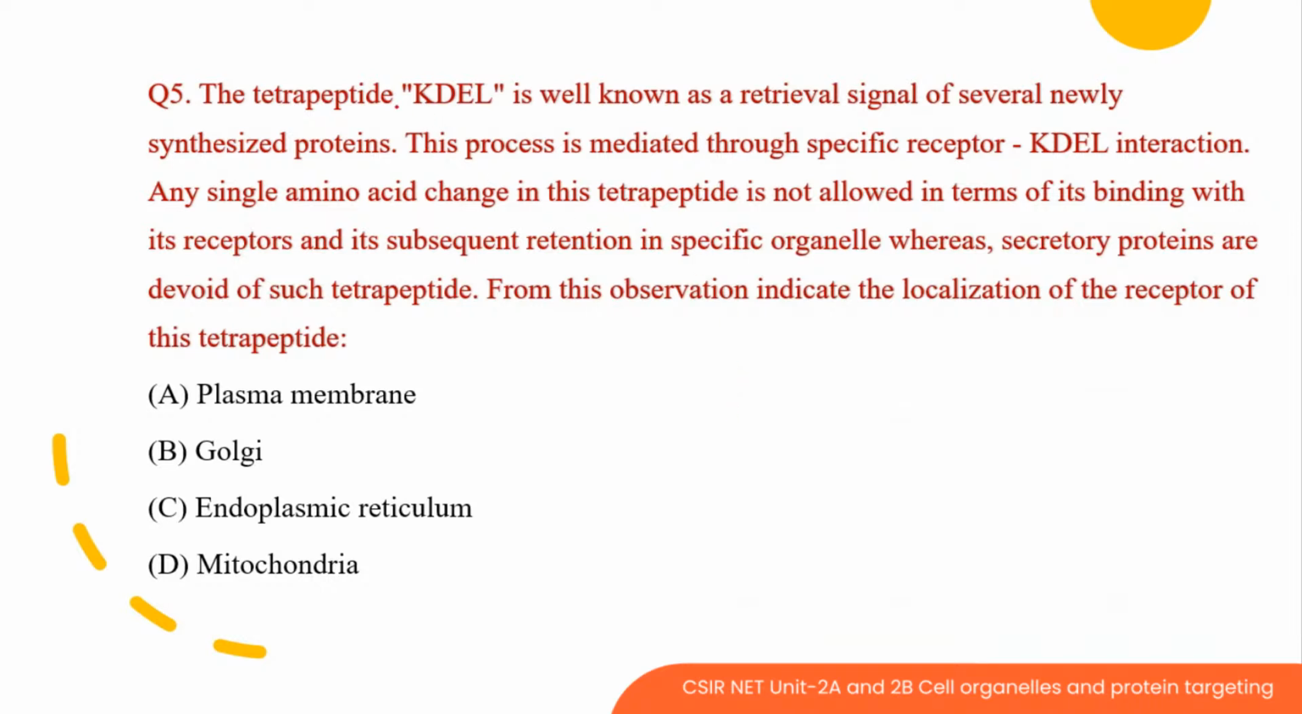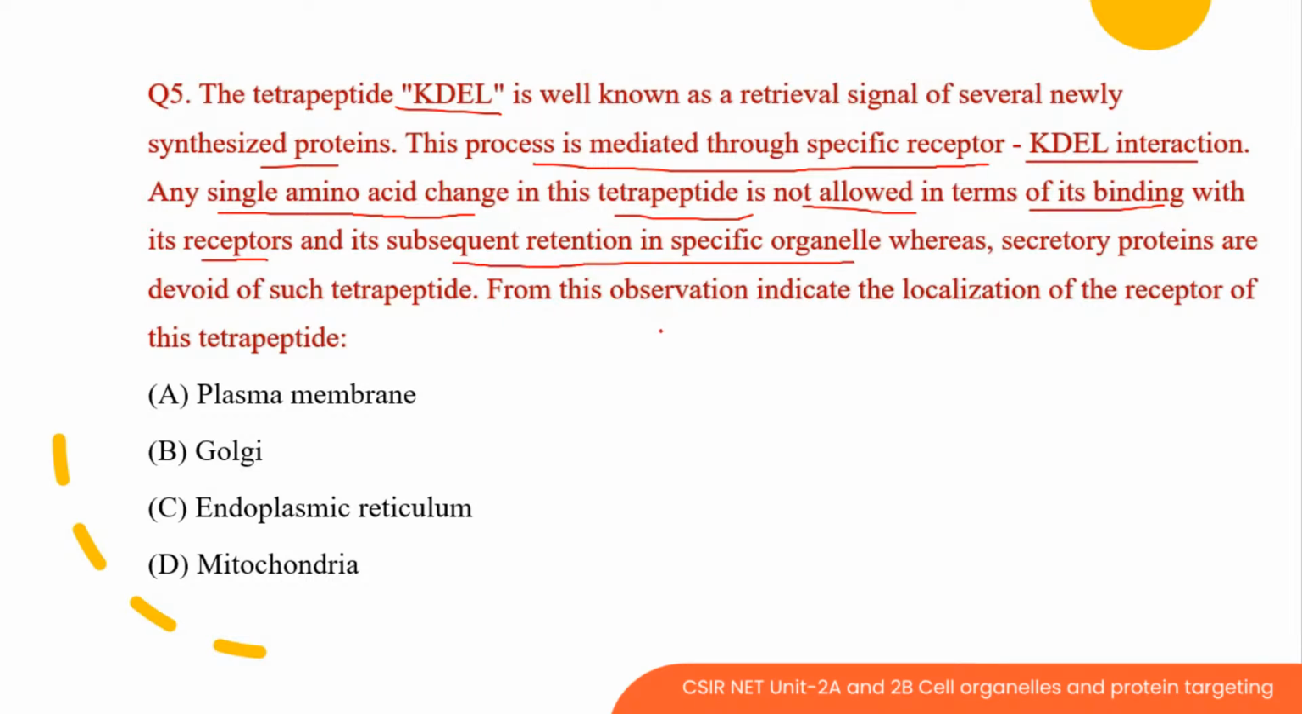The tetrapeptide KDEL is known as a retrieval signal of several newly synthesized proteins. This process is mediated through a specific receptor-KDEL interaction. Any single amino acid change in this tetrapeptide is not allowed in terms of its binding with its receptor and its subsequent retention in a specific organelle, whereas the secretory proteins are devoid of such a tetrapeptide. So from this observation, indicate the localization of the receptor of this tetrapeptide. Where exactly should the receptor be present? Plasma membrane, Golgi, ER, or mitochondria?